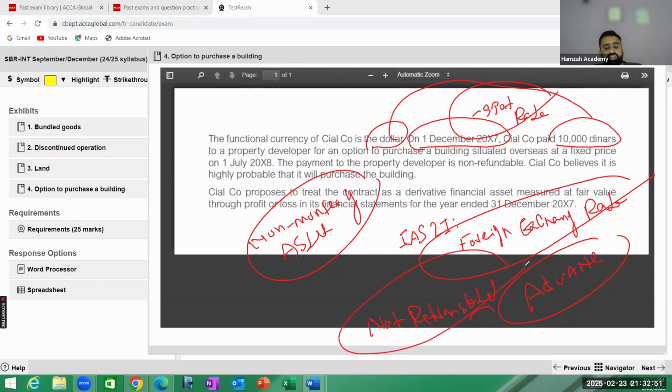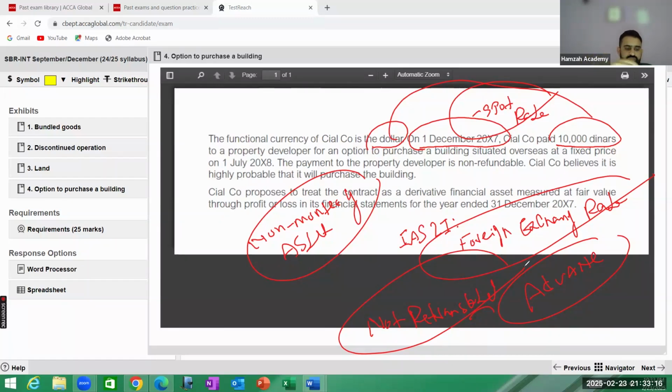Non-monetary items are not retranslated unless we are using the revaluation model or fair value model. And for advances, there is no revaluation model or fair value model. So it will be translated and recorded at the spot rate of 1st December X7. After that, this advance would not be retranslated. There will be no foreign exchange gain or loss recorded on this advance payment at the year end.